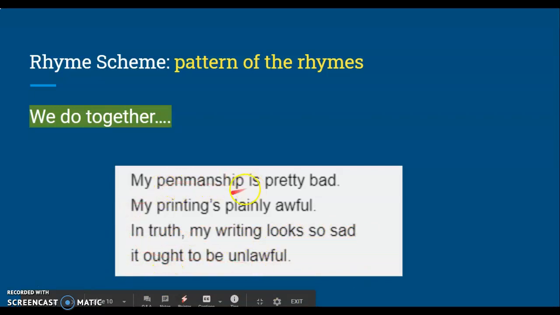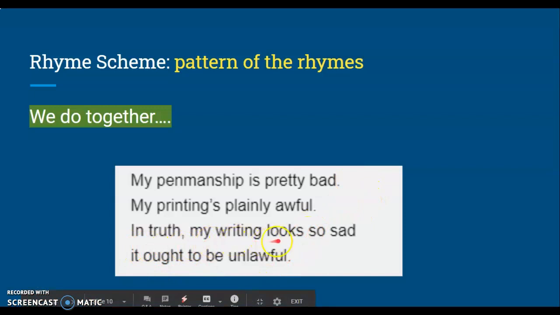All right, penmanship is your handwriting. So they're saying their handwriting is really bad. And then they say, my printing's plainly awful. Okay, well, let's look here. We've got bad and awful. Think about what that means for the rhyme scheme. Is it going to be an A and an A and a B?